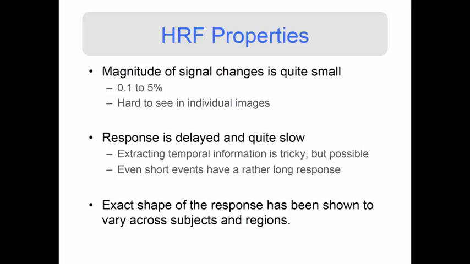possible if we design our experiment in the correct way. And so even very short events, such as me clapping my hand, have a rather long response, up to 25 to 30 seconds. Now, what complicates this even more is that the exact shape of the hemodynamic response has been shown to vary both across subjects and across regions of the brain within the same subject. So we're not going to have the same HRF in all regions of our brain, and my HRF in a certain brain region might not look like yours.